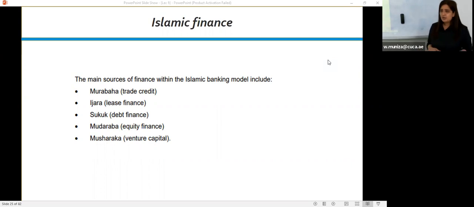We generally know that in Islamic financing, riba, that is interest, is not allowed. Instead of that, the profit and loss sharing term is introduced. So in all these five cases, you are going to find that common thing.